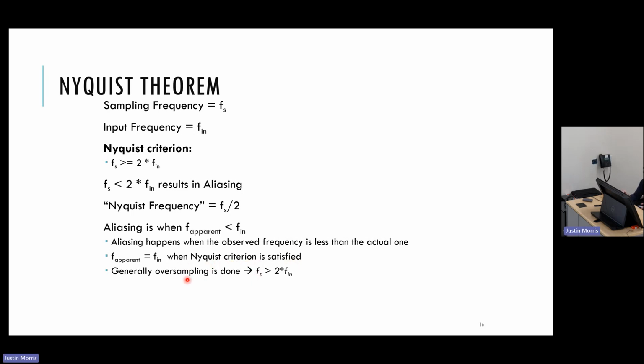So that's it. Again, that criterion is our sampling frequency needs to be greater than or equal to 2 times the input frequency. And generally, we also go beyond this 2 times and perform oversampling.